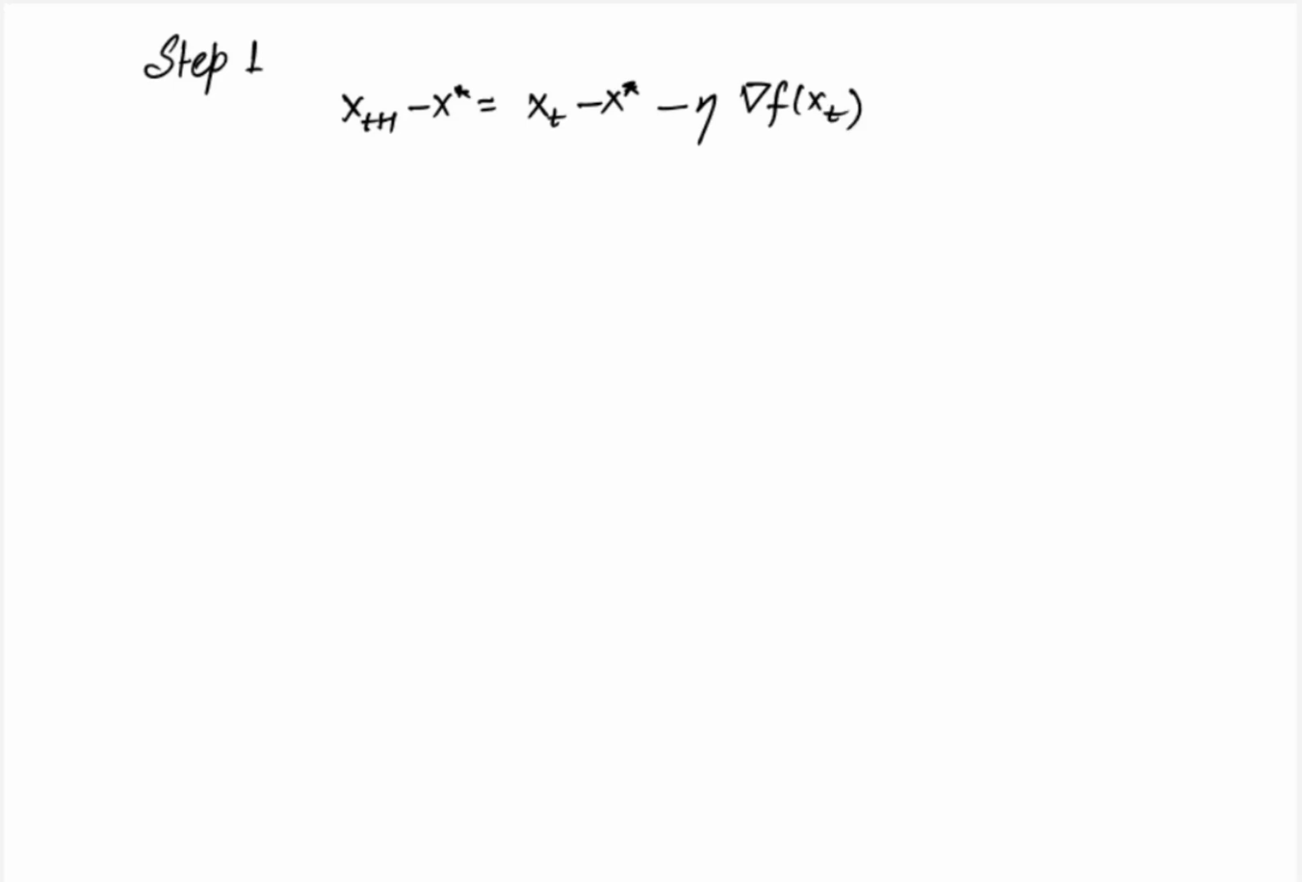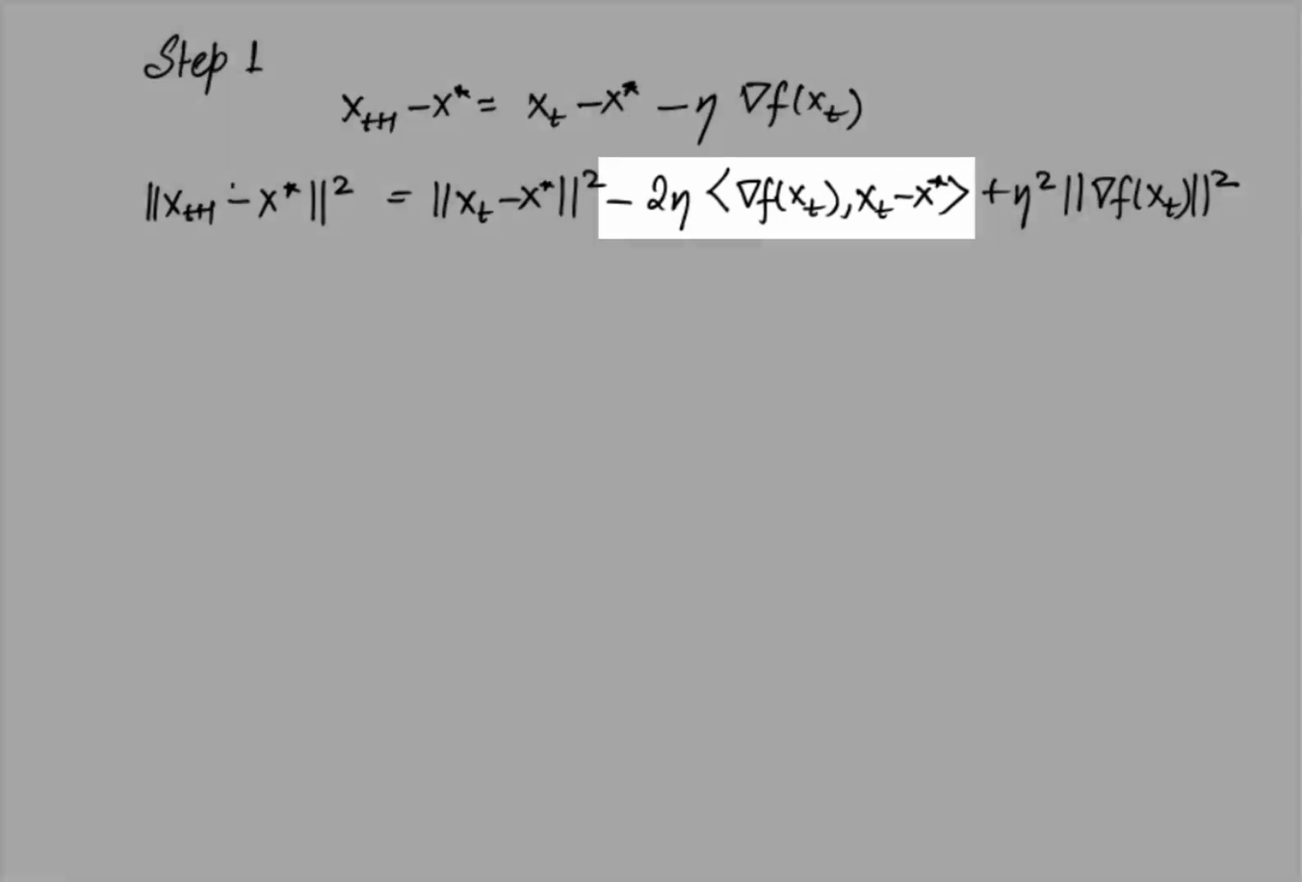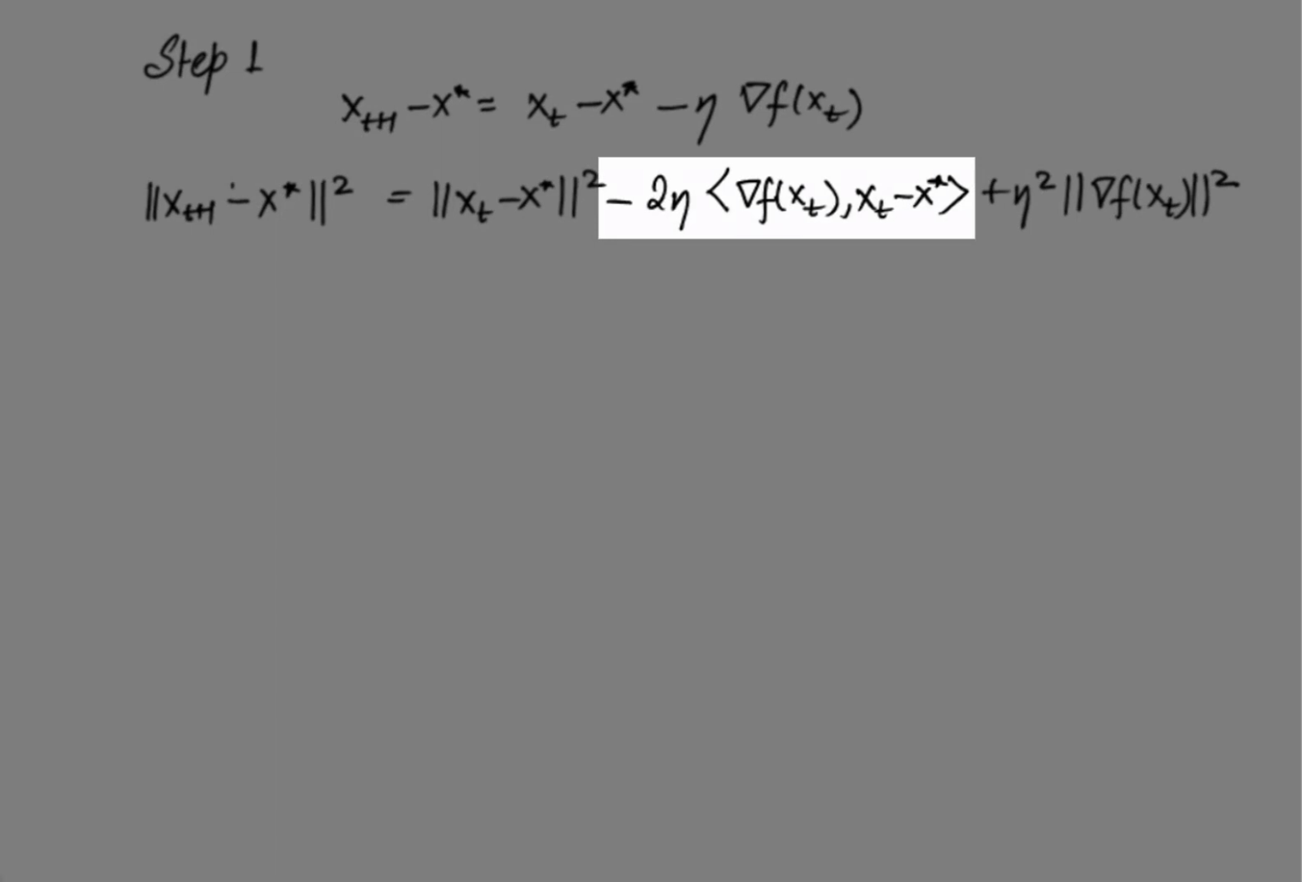Then let us take the inner product of the two sides with themselves. Since we are operating in the inner product space, this is also the norm. So expanding the right hand side, we get norm of x_{t+1} minus x star squared equal to norm of x_t minus x star squared minus 2 eta inner product of gradient f of x_t comma x_t minus x star plus eta squared norm of gradient f of x_t squared. Next we will need to bound the second term, so let us consider that separately.